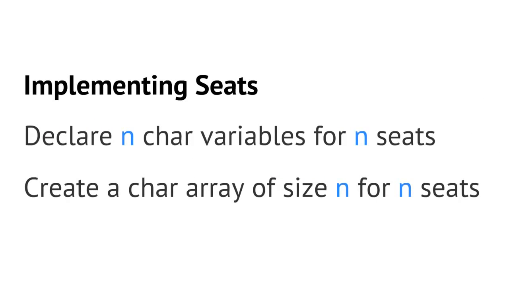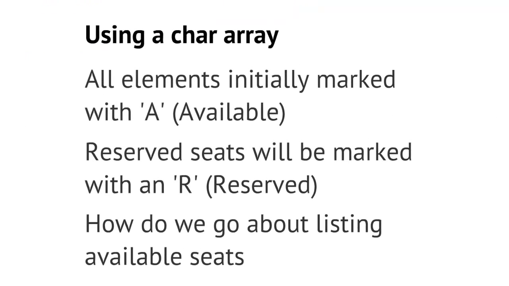So we could go in and create a character array of a specific size, and in that case we would have something very similar. We would still want to go in and maybe mark all of our elements initially with A, and then if we reserve a specific seat, we could mark that element with an R. But again, we would have to deal with certain operations. So how do we go about listing available seats?